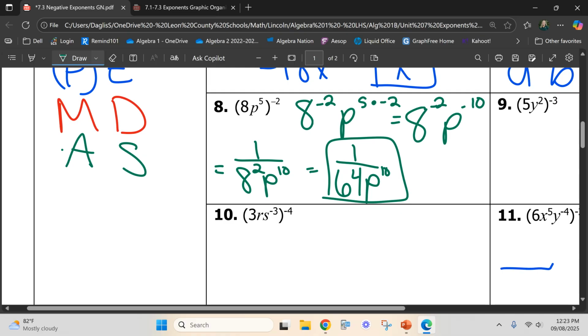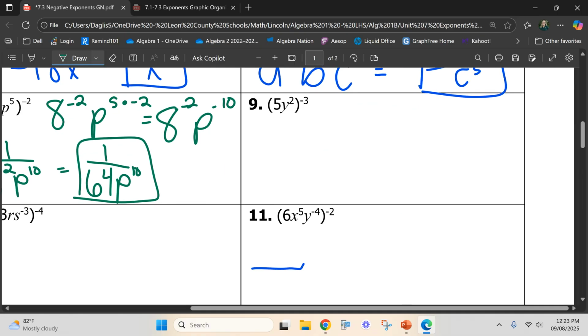How come you didn't put the 64 on top? Because it had a negative 2. 8 to the negative 2 power. So 8 squared also had to be dropped. Okay. Right to the next one. Y'all are actually doing very good.